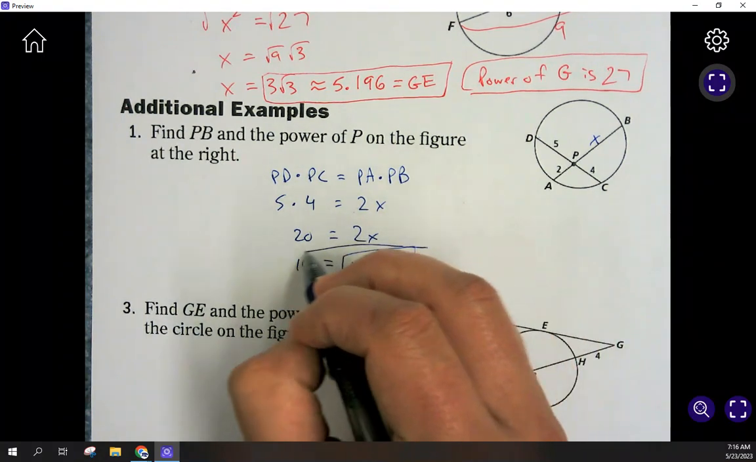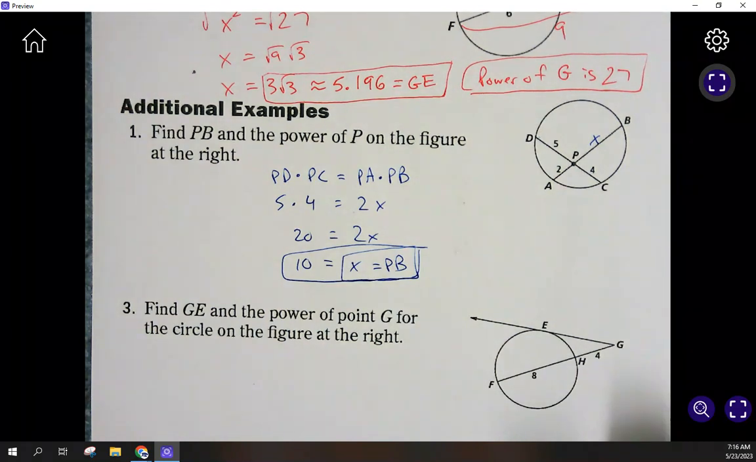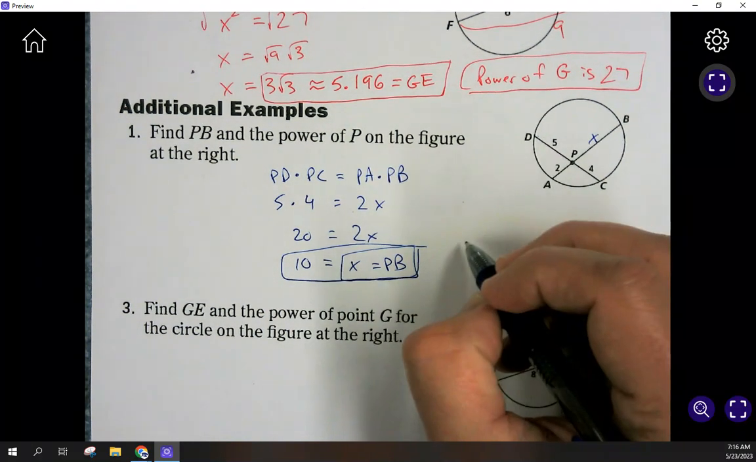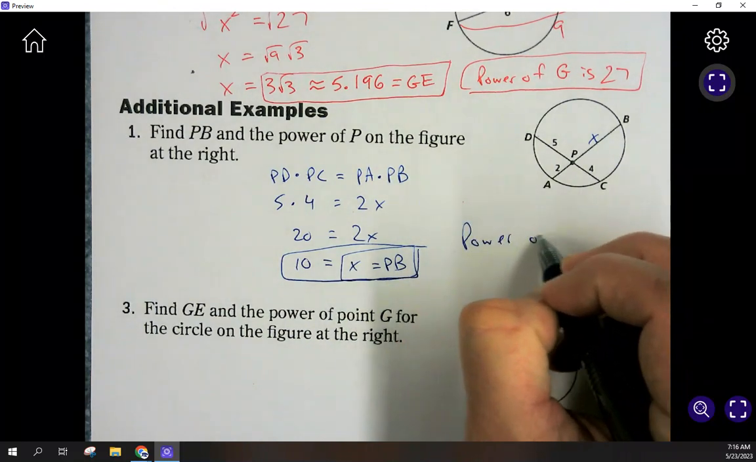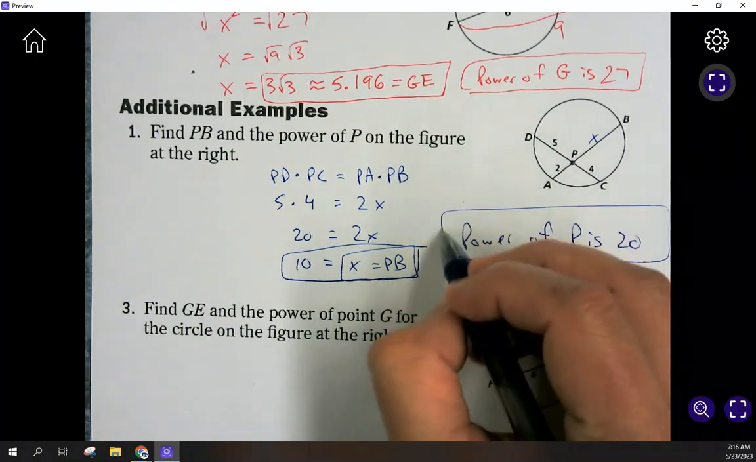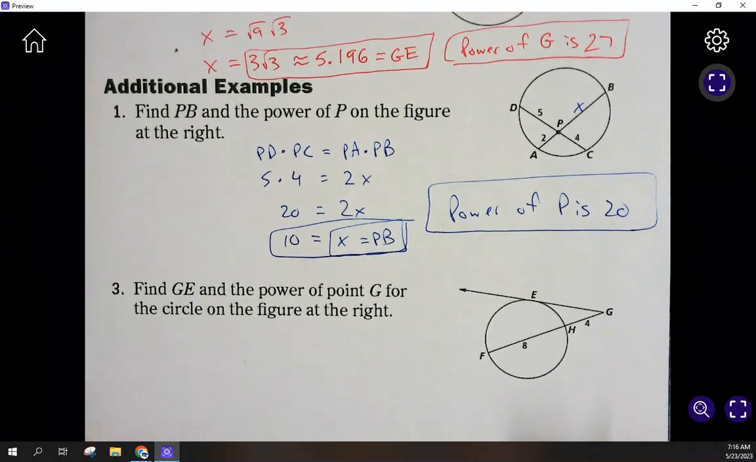Oops, should include all of it. 10, PB equals 10. And again, the 5 times 4 is 20. This 10 times 2 is 20. Power of P is 20. It's what those two segments are multiplying to.